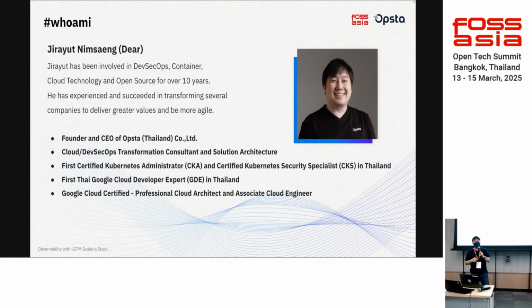Let me introduce myself. My name is Chirayut Nim Sang, but you can call me Chia. I am the CEO and founder of Offstar Thailand. We have been doing DevSecOps transformation for companies for about 9 years already. Observability is one of the crucial parts of a DevSecOps platform, so today we will focus on that part.